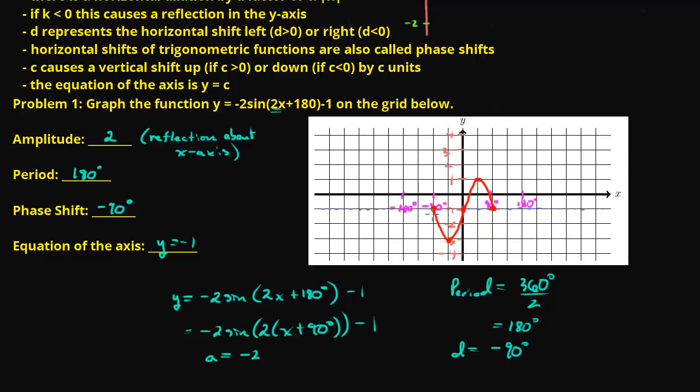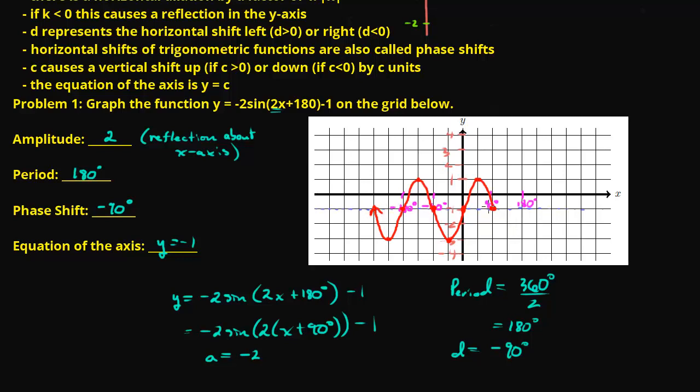After I have graphed the first cycle, I can just graph another cycle by continuing this pattern. So I would have a maximum here. I'd cross the equation of the axis here. I would have a minimum here, and then I would complete 1 cycle here. So another cycle looks like this. I can do a better job sketching that. So there you have it.